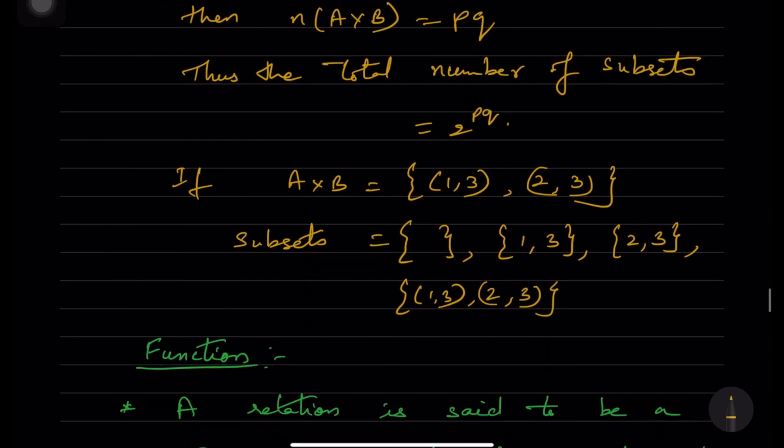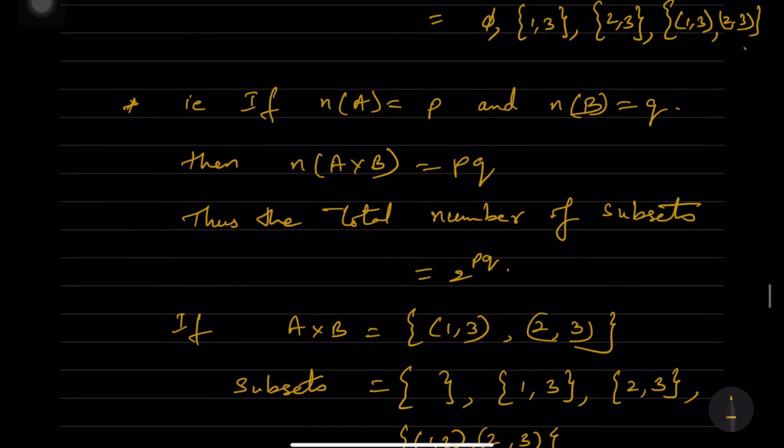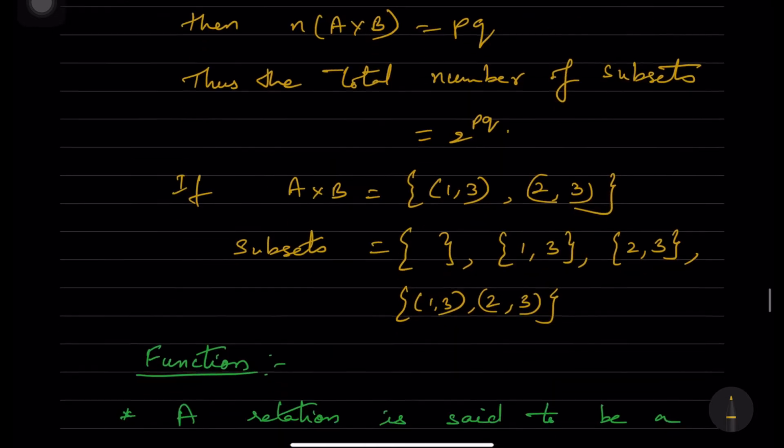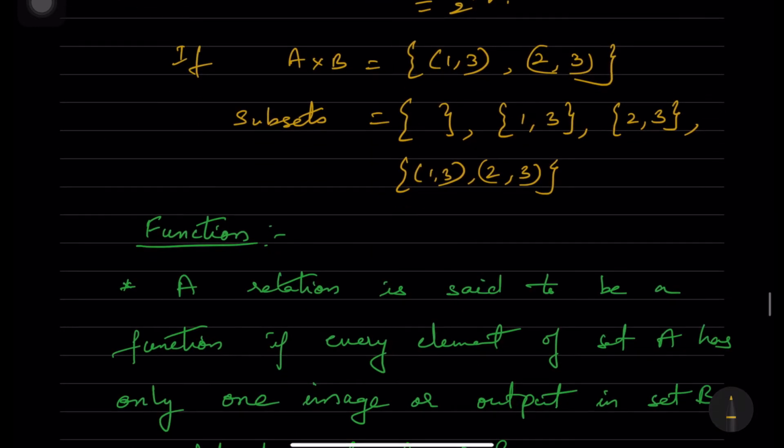So if you take an example, A cross B is equal to {(1, 3), (2, 3)}, the same thing which we have taken. So you can see the empty set, {(1, 3)}, {(2, 3)} and {(1, 3), (2, 3)}. The same thing which I have written over there is written here. So that is 2 to the power of 2, which is equal to 4. 4 subsets you can see. These are all sets, not elements. These are all sets which are written in braces, are always sets.